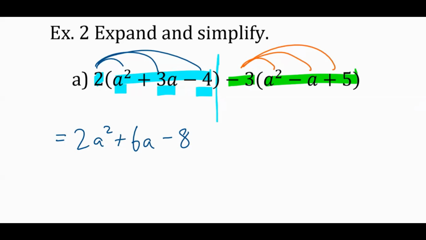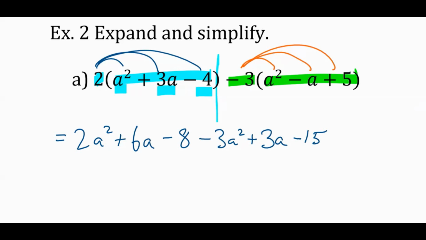-3 times a squared. So watch, I'm just going to combine them by going -3a squared. -3 times -a, 2 negatives makes a positive. Same rule applies as always. And -3 times a is -3a. -3 times +5 is -15.